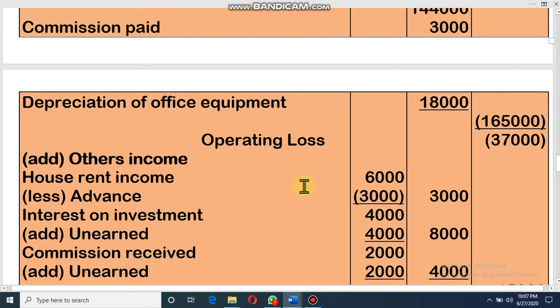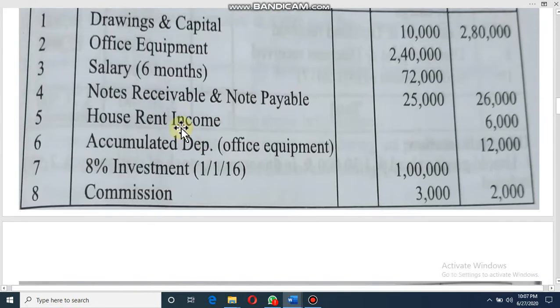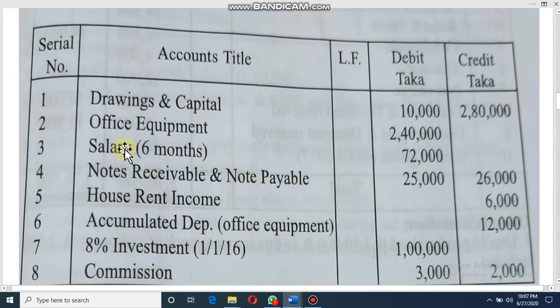Then next step is add other income. We have to add other income. Look at the math. What are the other income? Other income, you know, the income which is not related to normal activities of business. It is extra income or extra expenses. That is other income or other expenses.